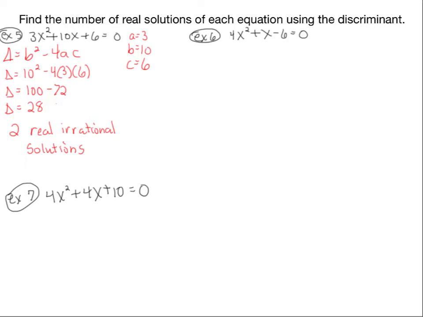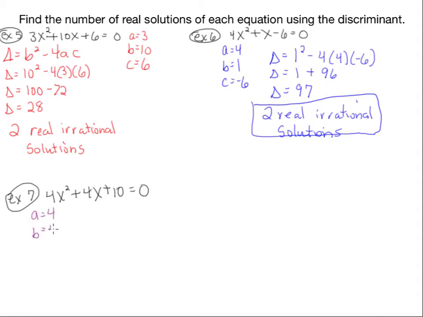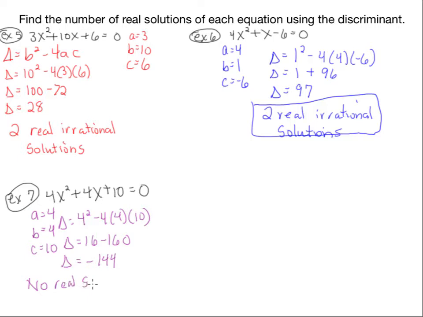Example 6, we see that a is equal to 4, b is equal to 1, c is equal to negative 6. Finding our discriminant by substituting it into b squared minus 4ac, we have a discriminant equal to 97. Since 97 is a real number and it's not a perfect square, we have two real irrational solutions to this problem. Example 7, a is equal to 4, b is equal to 4, and c is equal to 10. Plugging that into our discriminant equation and then simplifying it down, we find that our discriminant is equal to negative 144. Since the discriminant is negative, there's no real solutions to this problem.